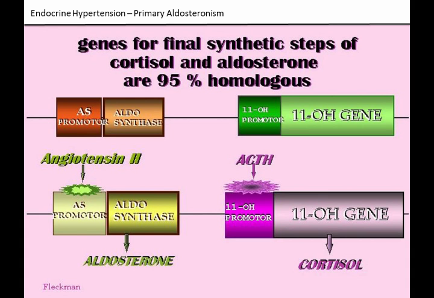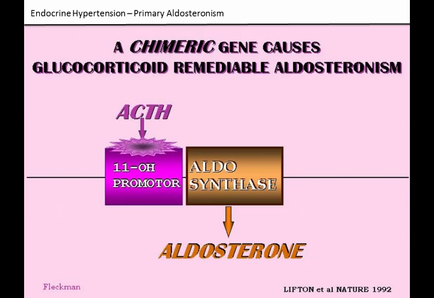These patients with this form of glucocorticoid remediable hypertension and primary aldosteronism actually have a fusion of the 11-hydroxylase promoter in front of aldosterone synthase. And so their zona glomerulosa becomes exquisitely ACTH responsive, and they begin to produce aldosterone in excess. Angiotensin II is not playing a role here anymore, and this is very refractory to most forms of therapy.